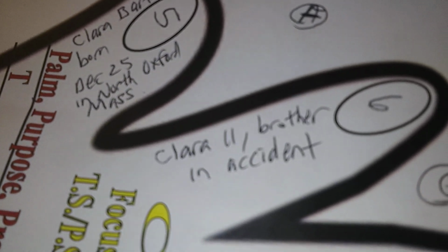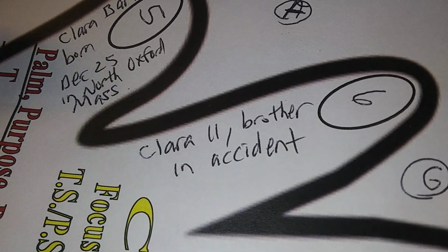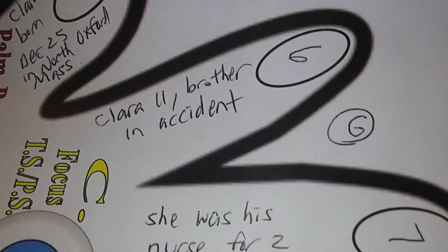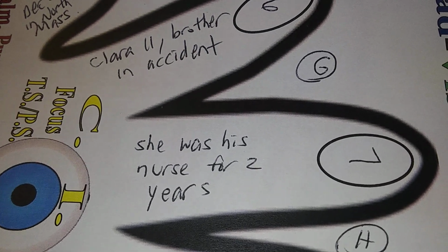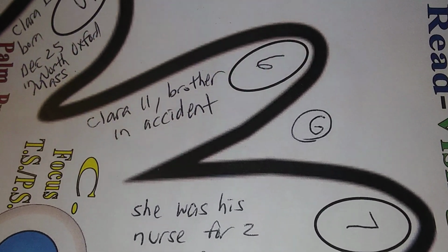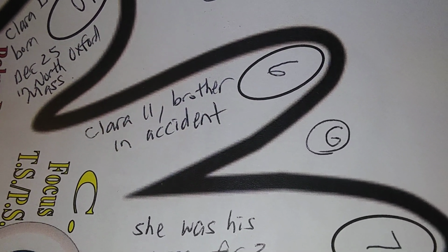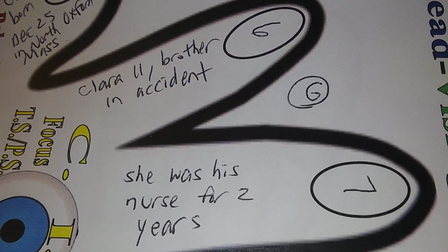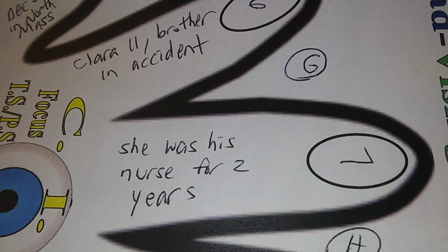Okay, the year wasn't necessarily important. When she was 11, her brother got in an accident. That's sentence 6. She was his nurse for 2 years. So that means from the age of 11 all the way to when she was 13, she was his nurse.